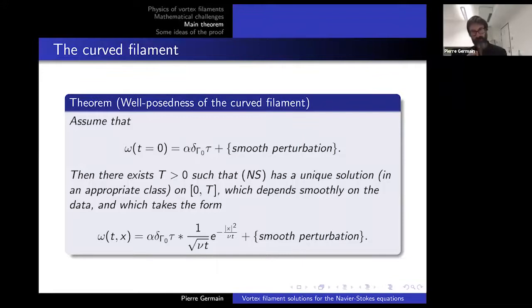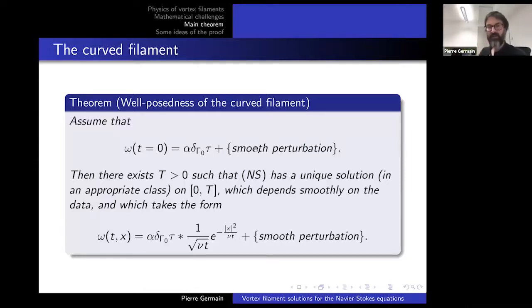Now, maybe the more interesting statement is about the well-posedness around the curved filament. So now we consider the more general case where the initial data is given by, as we saw earlier, alpha is the strength of the vorticity, gamma naught is a smooth curve, delta sub gamma naught is the surface measure carried by this smooth curve, and tau is the tangent to the smooth curve gamma naught. So we look at data which are of the form, for the vorticity, the vortex filament, and then we add a smooth perturbation.